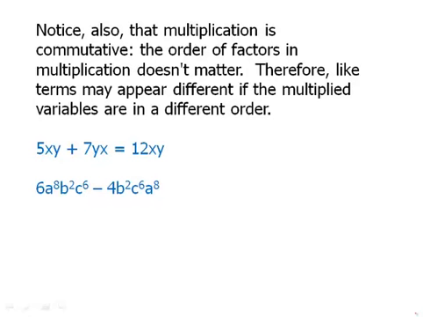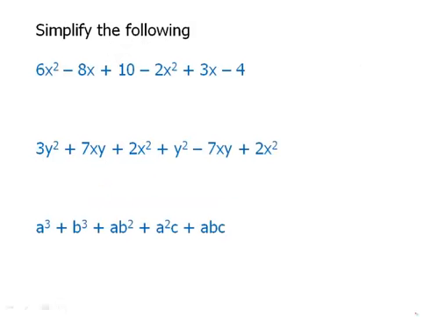And even this one, the second one, is more complicated, but notice that all we have are the same factors, the same variables, just multiplied in a different order. And so we have 6 of something minus 4 of the same thing, which would be 2 of that thing. Now, pause the video and simplify these, and then we'll talk about them.